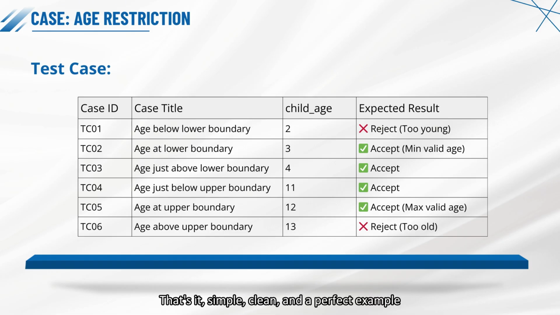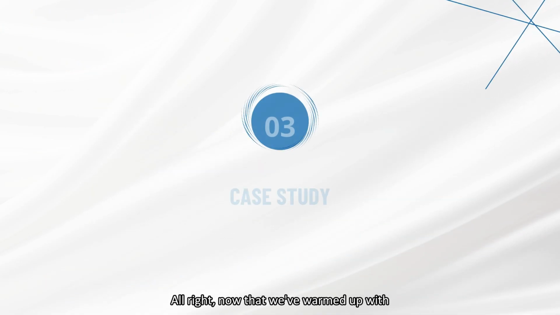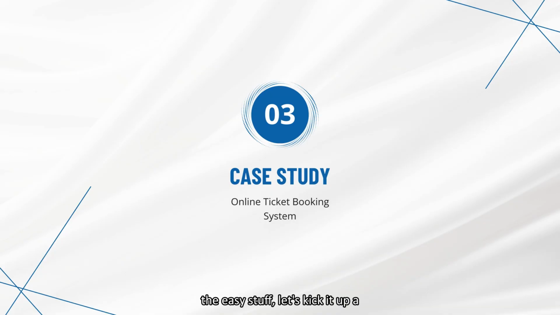That's it. Simple, clean, and a perfect example of how BVA helps catch errors at the edges, where they're most likely to show up. Alright, now that we've warmed up with the easy stuff, let's kick it up a notch and try one more trickier boundary case.